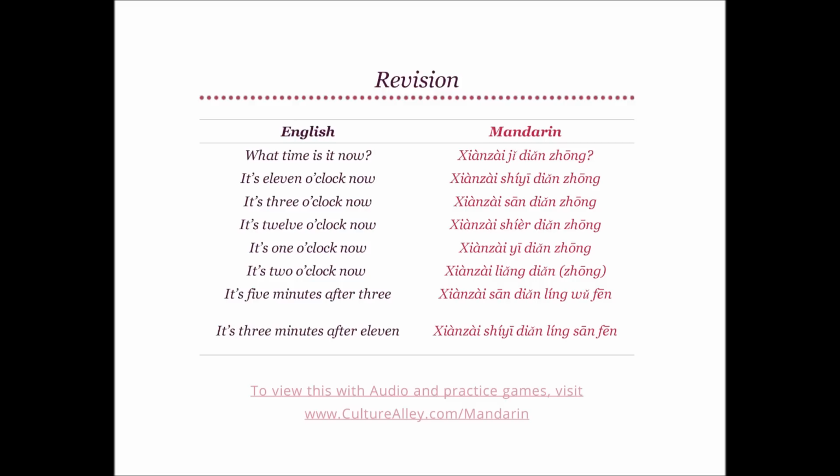Similarly, it's 3 o'clock now will be 现在3点钟. It's 12 o'clock now is 现在12点钟. It's 1 o'clock now will be 现在1点钟. It's 2 o'clock now is 现在2点钟.